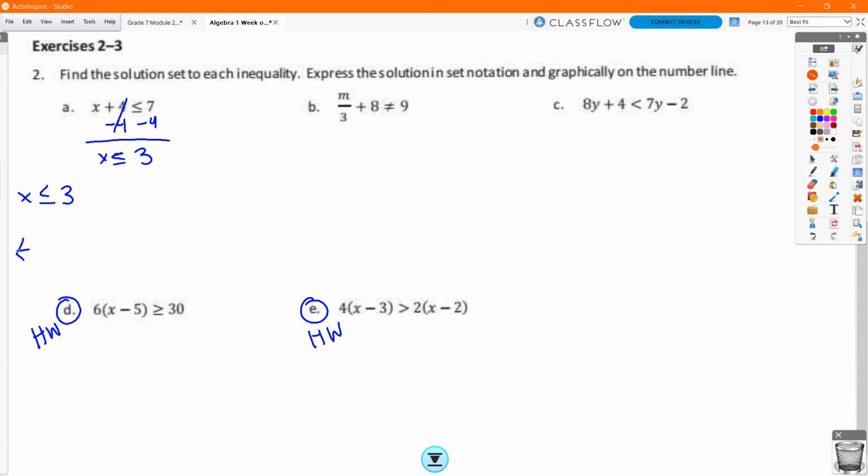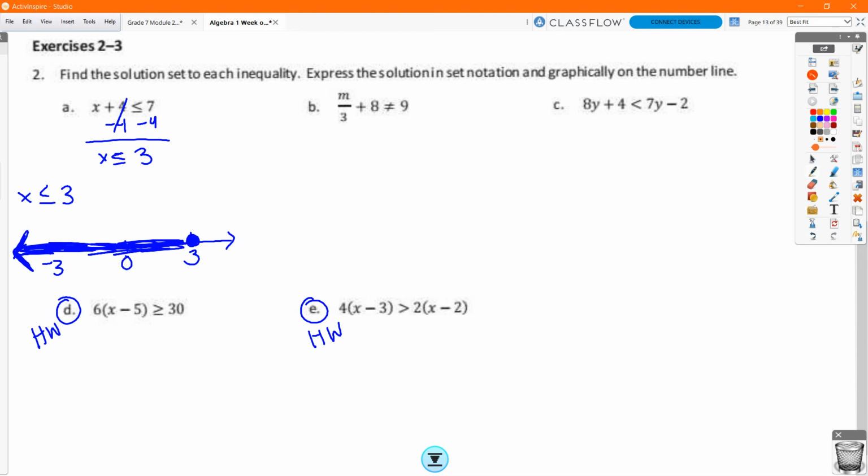On a number line, here is 0, here's 3, and here's a negative 3. We're looking at all values that are less than or equal to 3. So 3 does complete this inequality, so it's a closed circle because 3 does equal 3. And then every value less than 3 is a solution. 0 is less than or equal to 3. Negative 3 is less than or equal to 3. Those are all solutions.